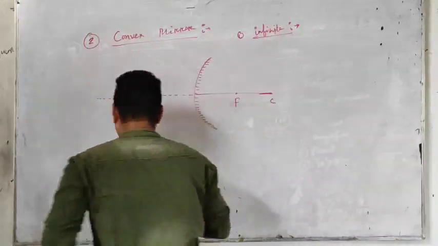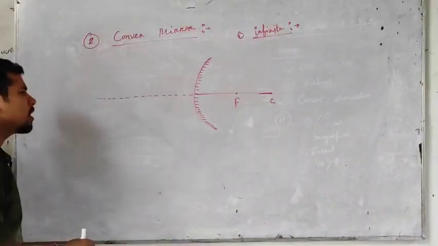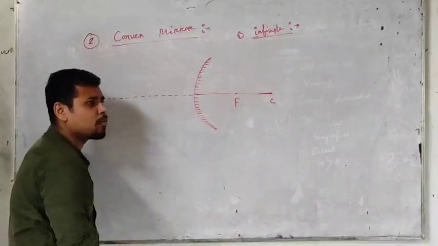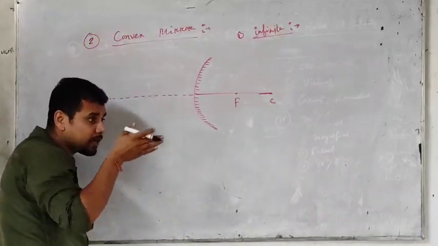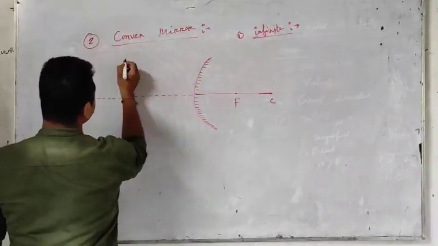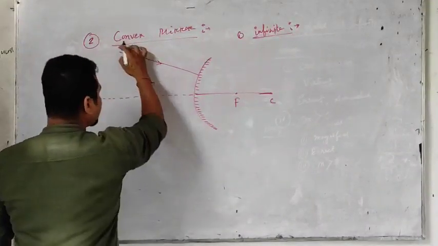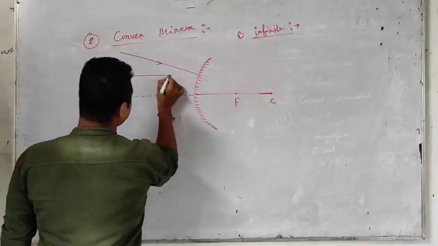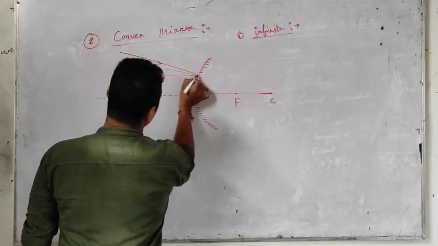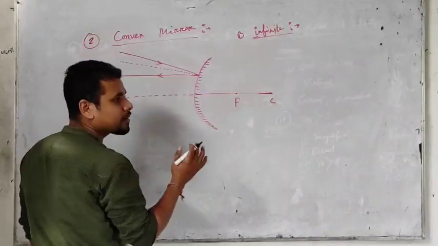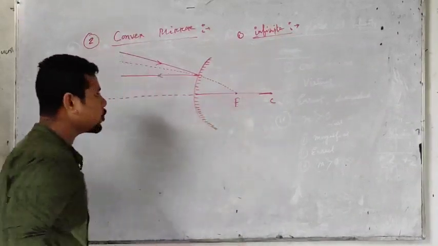So, I will say that the rays are parallel to the principal axis, because this is a distant object at infinity. That means if a ray is coming from infinity, then it will reflect like this way. And this one is your normal, perpendicular to the surface. So this incident ray appears to come through focus.